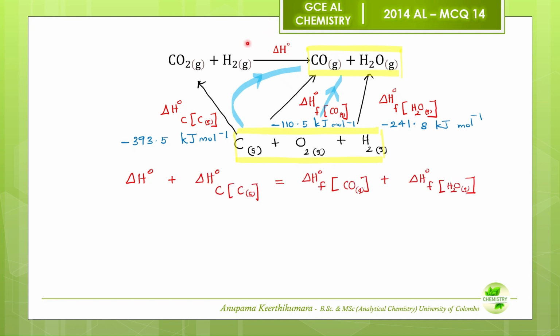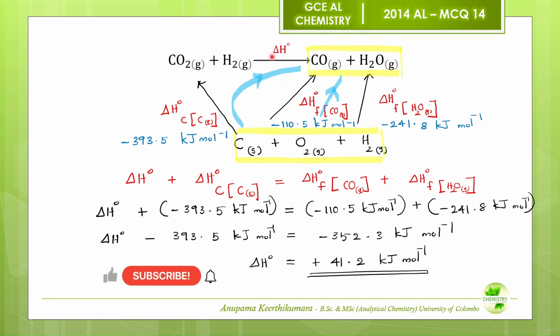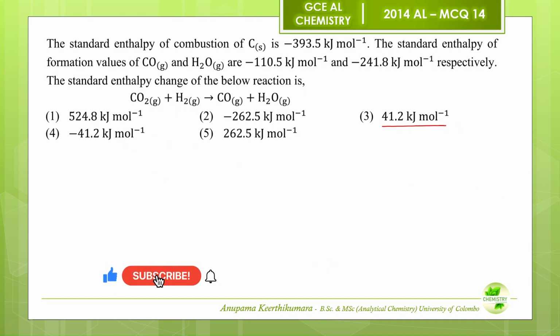According to Hess's law, the standard enthalpy change of this reaction, that is delta H naught, plus the standard enthalpy change of combustion of solid carbon equals the standard enthalpy change of formation of carbon monoxide plus the standard enthalpy change of formation of gaseous water. Now we will substitute values. The standard enthalpy change of this reaction is positive 41.2 kilojoules per mole. Answer is number 3.